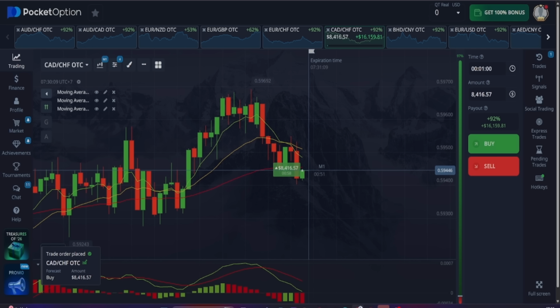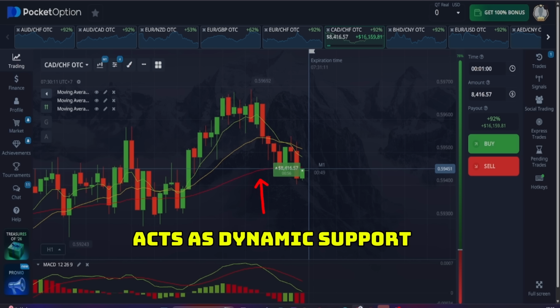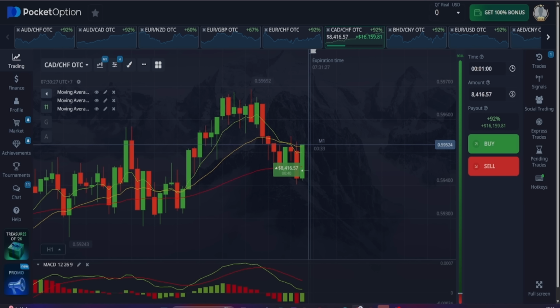I'm entering a buy position here because the red moving average is acting as a strong support level. You can see that price came down and respected this red line, showing a clear rejection instead of breaking through it. This tells us that buyers are still defending this area, and the market is likely to react upward from this level. What makes this setup stronger is the overall structure. Price is still holding above the key support, so this buy is taken as a controlled reversal, not a random entry. Now, let's watch how the price reacts.